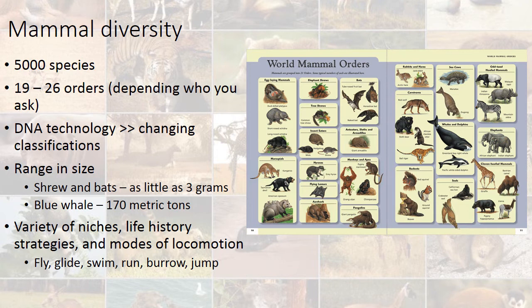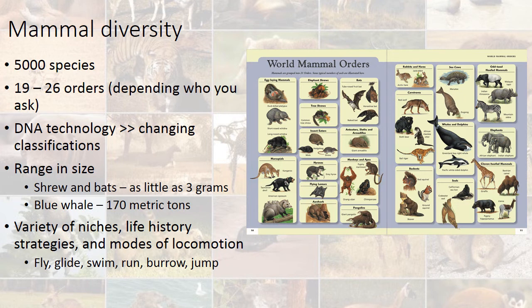The range in physical size of mammals is crazy. There are some shrews and bats that are as little as 3 grams, so that's less than a quarter of a pound. But then the blue whale can get up to 170 metric tons. Blue whale is the largest animal ever to live on Earth. Even if you think about all the dinosaurs and everything, blue whale, largest ever.